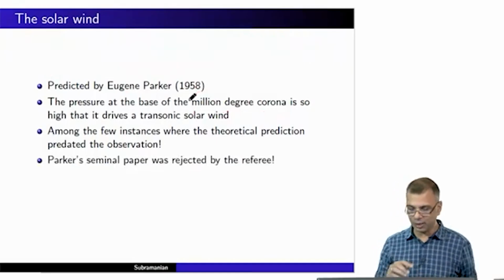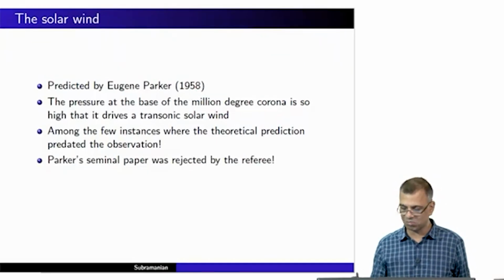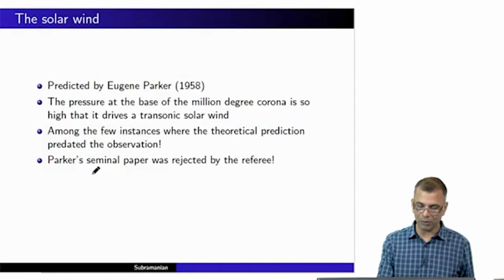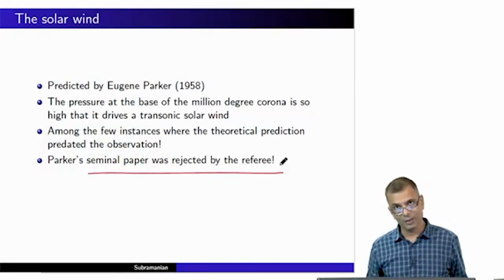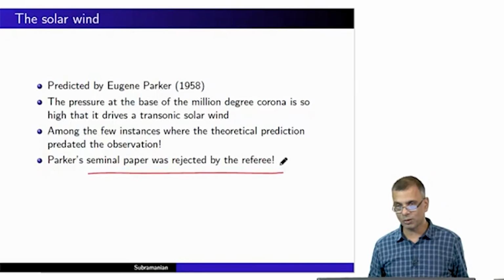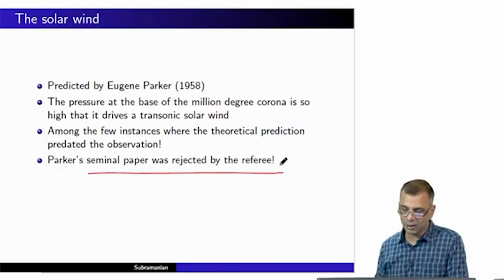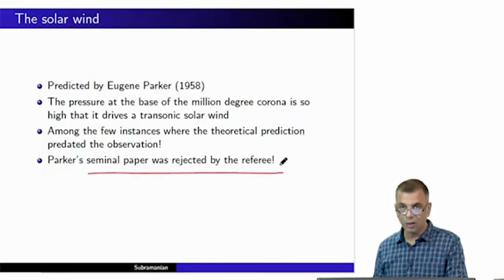It turns out that this idea was so radical that it was thought to be wrong, and Parker's seminal paper was actually rejected by the referee. Okay, and it was only after a lot of give and take that Parker finally managed to have his paper accepted. And sure enough, a few years later, the validity of his prediction was proved outstandingly right, and the solar wind was indeed observationally confirmed. So this is quite a remarkable story.